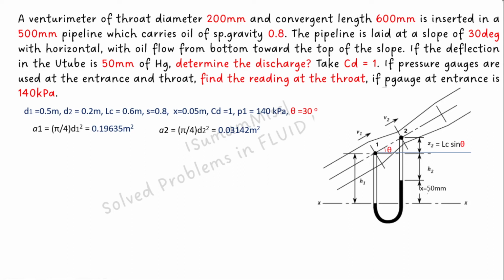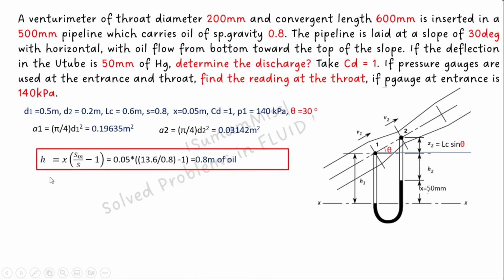In order to use this equation, the next part is to calculate the differential pressure head based on this deflection. The differential pressure head H equals x into (Sm by S minus 1), where x is the deflection, converted into meters, Sm is the specific gravity of the manometric liquid, and S is the specific gravity of the flowing liquid. In this problem, the specific gravity of the manometric liquid is not given. Normally we use mercury as the manometric liquid. The specific gravity of mercury is 13.6. So the differential pressure head is calculated as 0.8 meter of oil.